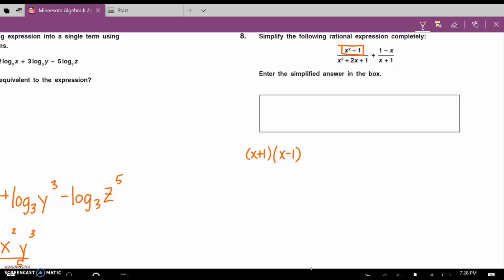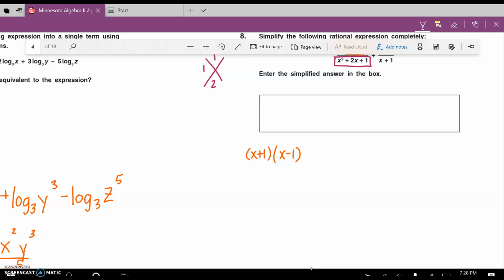Okay, then if we look at the next, or the part on bottom, I have x squared plus 2x plus 1. That's a trinomial in which a is 1, so that would be where I just draw my x. I'd put 1 on top and a 2 on bottom. What's going to multiply to 1 and add to 2? And we know that that's 1 and 1. So that's going to be x plus 1 and x plus 1.